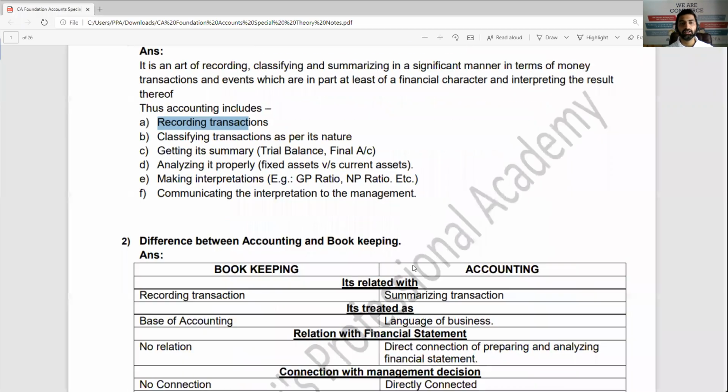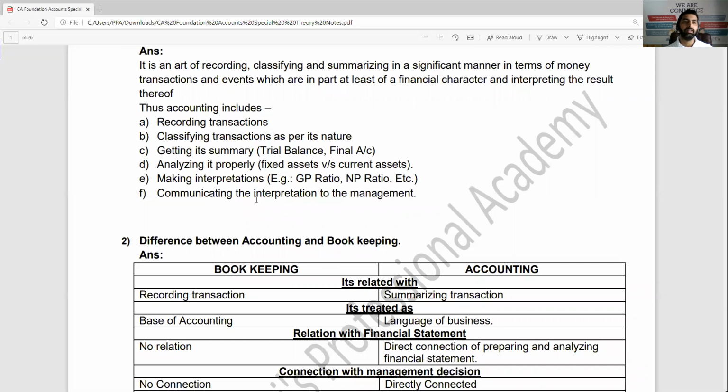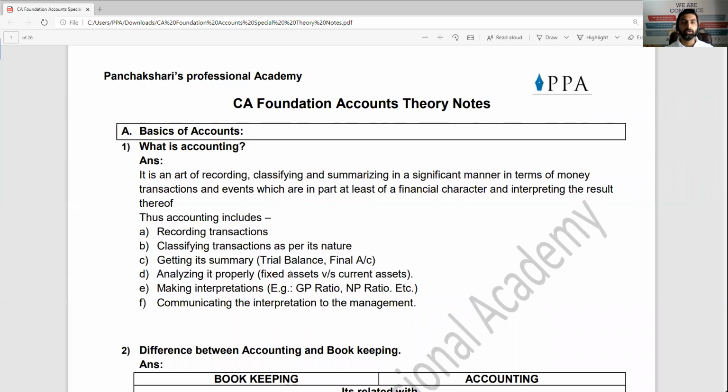We record the transaction, journalize them, then posting to ledger and trial balance and all that. Classifying the transactions as per its nature, whatever its real, nominal, personal nature, getting its summary, that is trial balance and final account, analyzing it properly, and then making the interpretations, finding out something from that, like what is my GP ratio, what is my NP ratio, that is GP upon sales or NP upon sales into 100, and then communicating the interpretation to the management so that management can take proper decision. For example, if our GP ratio is increasing, management will be happy and will move forward. If it is decreasing, then management will find out the reason. So that is all about accounting.